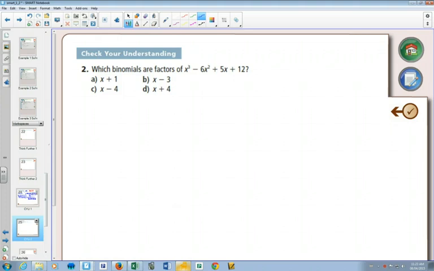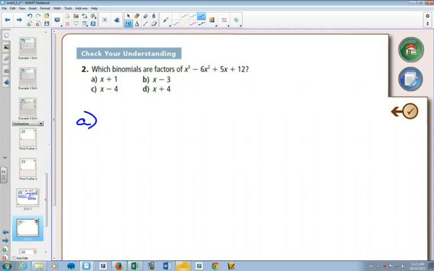So again, what you could do is use synthetic division. You could use long division as well, it just is longer. Or you can use the factor theorem or the remainder theorem. So we'll do A here.